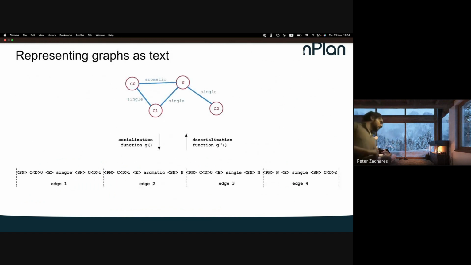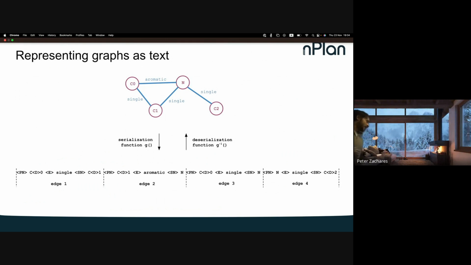Okay, so that's a little bit of an introduction into the two types of data modalities that we were using in the work. But let's talk a little bit about how we combine them. So we decided in this work to represent graphs as text. And here you can see a made-up molecule. The process of going from a molecule to a graph to a text representation, we called a serialization.